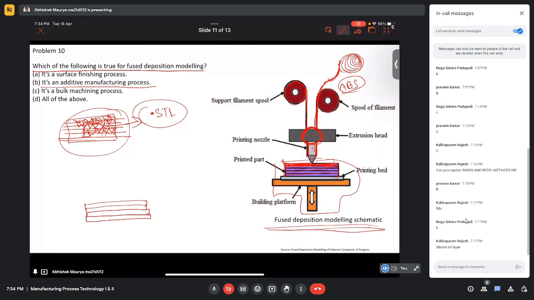This is a very common and very basic 3D printing process, which can be seen almost everywhere, in all labs I think. So the correct answer is that it's an additive manufacturing process, but there are still lots of issues in additive manufacturing. The components made by the additive manufacturing process are still not completely finished. Because of these layer differences, there are staircase effects.